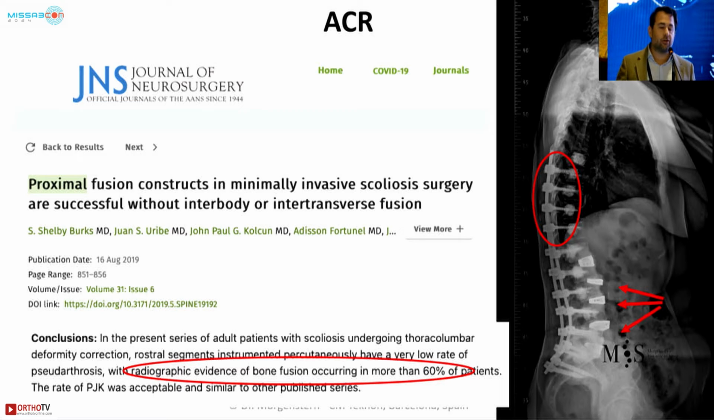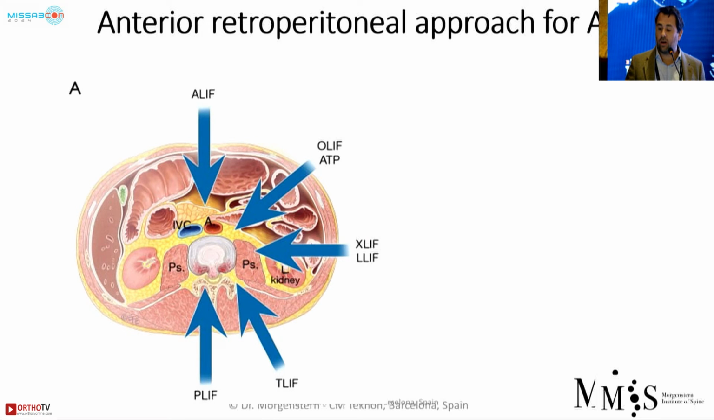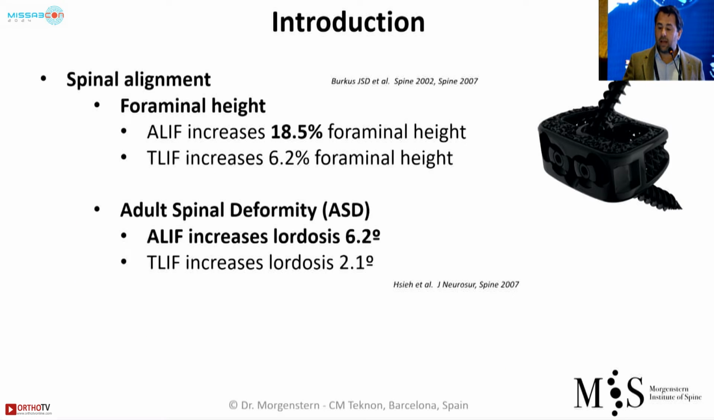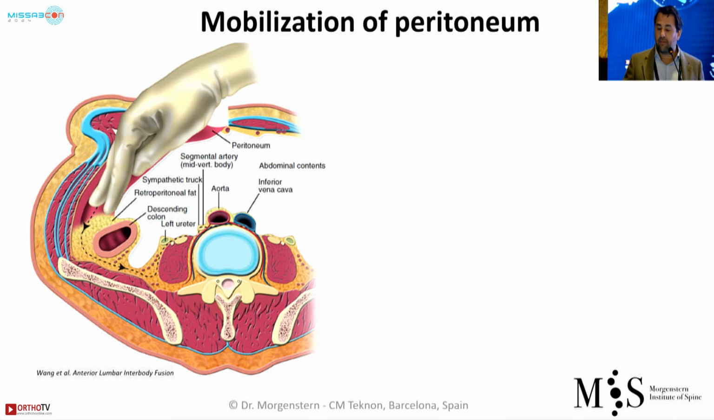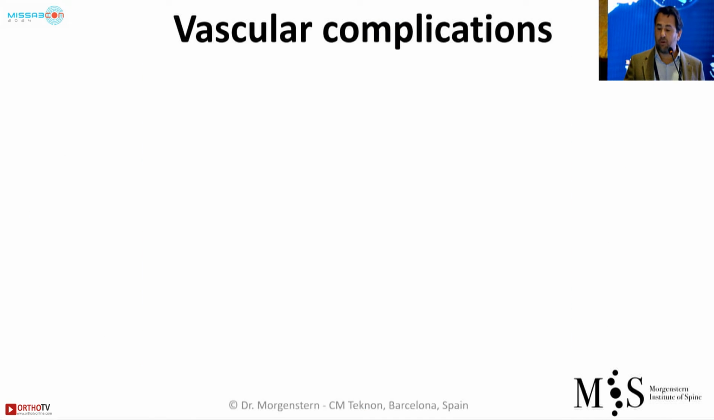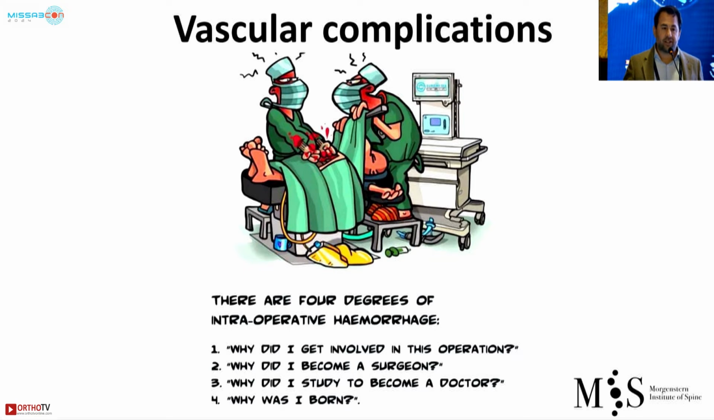You don't need the anterior approach for the proximal levels, because actually you will get 60 to 70% fusion anyway, and there is a similar rate of complications as doing it openly. So, ALIF, I think you all know that. You will get nice correction compared to TLIF. Left retroperitoneal approach, you get your disc exposed. Of course, you have to be careful with vascular complications.